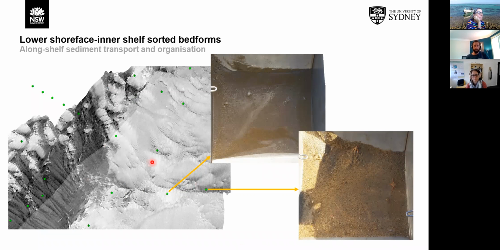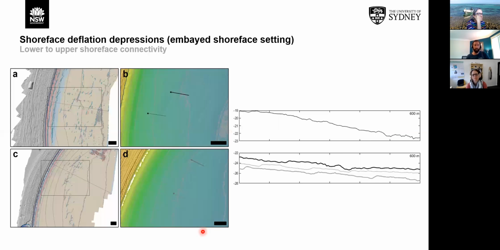So this is just showing some backscatter data that we've collected over some sorted bed form features, showing the difference in the sediment types, or the organization of finer and coarser sediment, and what's going on here. And what we're finding is the evidence is showing that the fine sand on the lower shore face to inner shelf, in a lot of cases, is quite thin in its distribution.